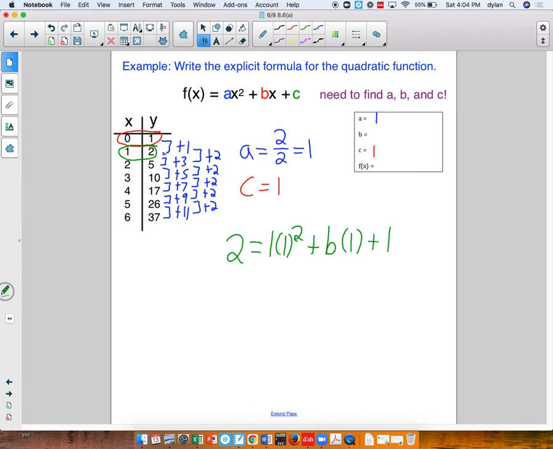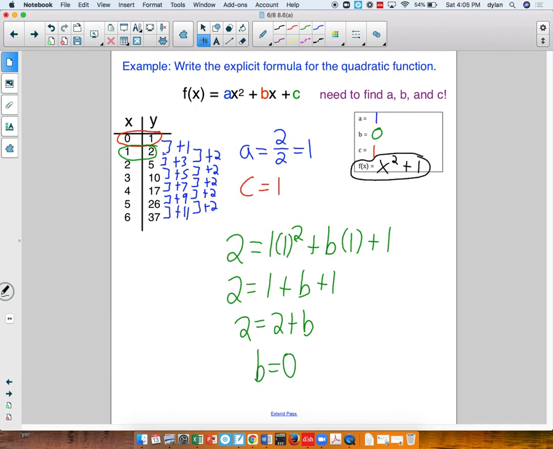So if we solve for b here, we have 2 equals, so 1 squared is 1 times 1 is 1. So 2 equals 1 plus 1b is the same thing as b plus 1. So 2 equals 2 plus b. If we subtract 2 from both sides, we find out that b equals 0 for this one. So if b is 0, then our final equation here would be f of x equals 1x squared plus 0x plus 1. So this quadratic would be f of x equals x squared plus 1.